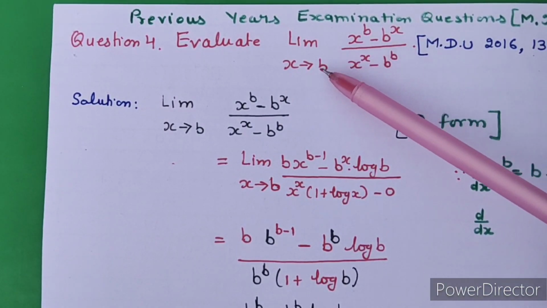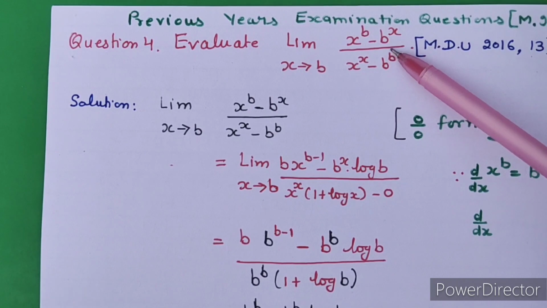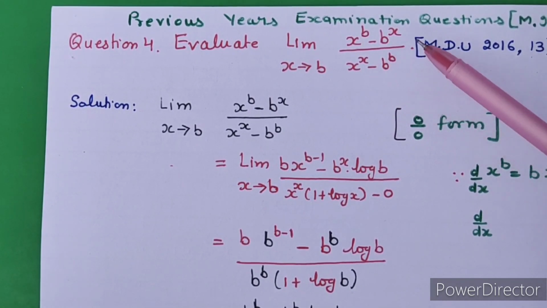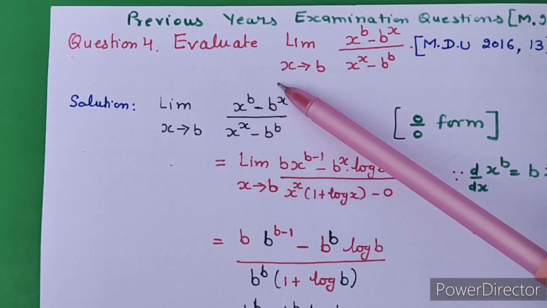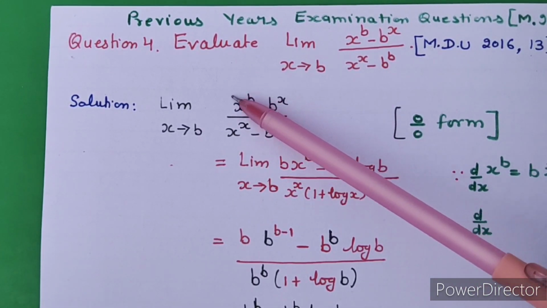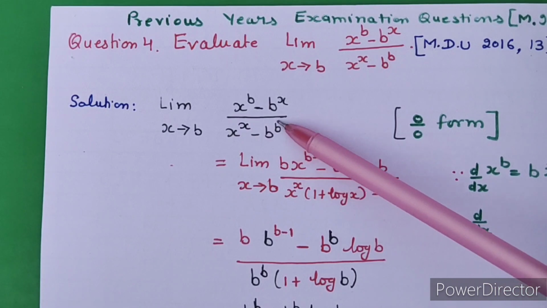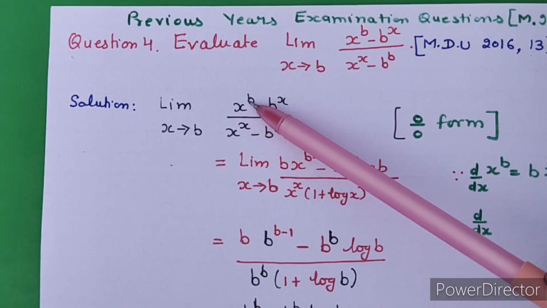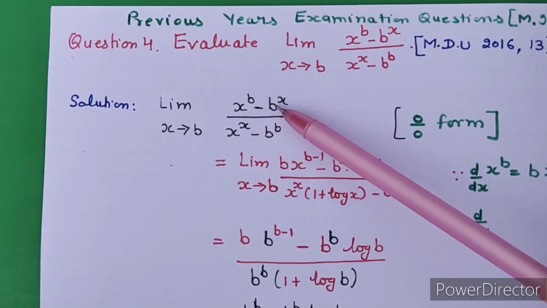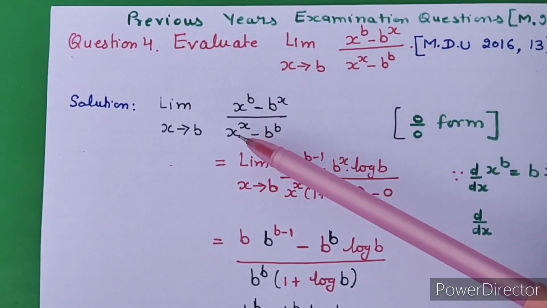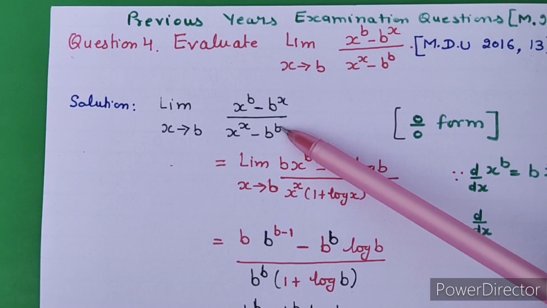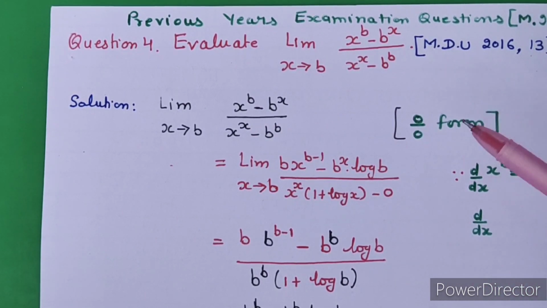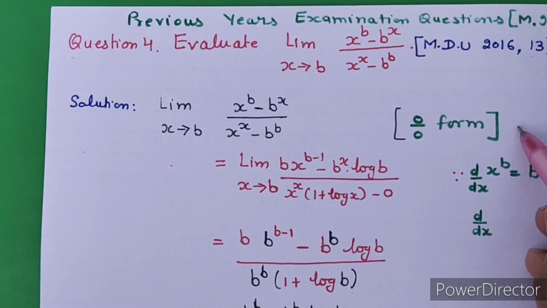Evaluate the limit x tends to b, x to the power b minus b to the power x upon x to the power x minus b to the power b. Again when I check here, your numerator is this function and denominator is this function. Now I put x is equal to b. This gives b to the power b minus b to the power b, so this is 0, and the denominator b to the power b minus b to the power b is again 0. So this is 0 by 0 form, so you will apply the L'Hopital rule.